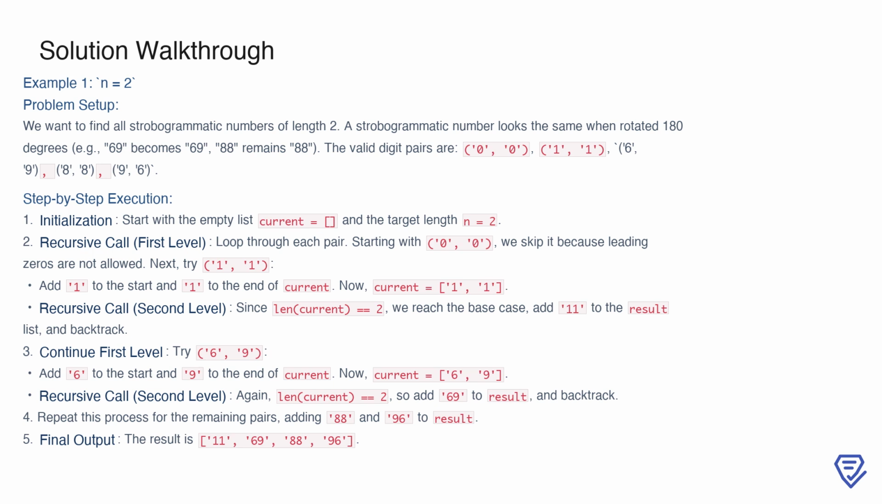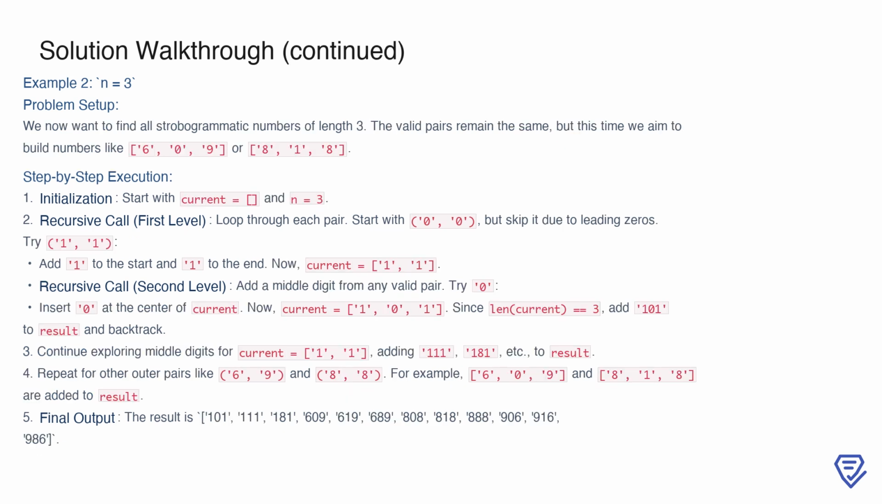In the first recursive step, we loop through each pair. The pair 0 and 0 is skipped because leading zeros are not allowed. When we try 1 and 1, we add 1 to the beginning and end of current, forming 1, 1. Since the length of current now matches n, we add 11 to our result list and backtrack to explore other pairs. Similarly, for the pair 6 and 9, we form 6, 9, and since it satisfies the length requirement, we add 69 to the result before backtracking. This process continues for the other valid pairs, resulting in the numbers 88 and 96. At the end, our final output for n equals 2 is 11, 69, 88, 96.